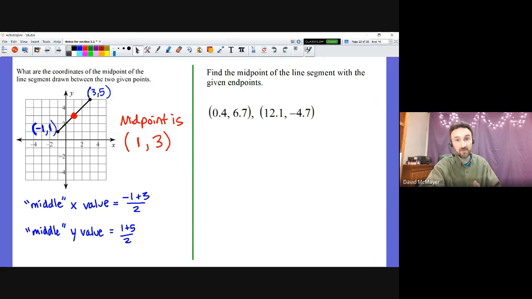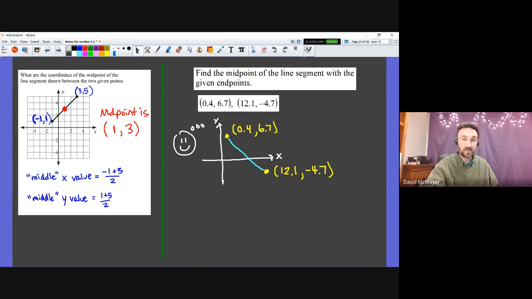I can do that same sort of thing with our second example. In my head, I kind of think of what that picture looks like. And what helps me here is to think that when I find the midpoint, the x coordinate of the midpoint really should be between 0.4 and 12.1. If I do some mathematics and I wind up with an answer that's outside of that gap between 0.4 and 12.1, I know I did something wrong. Likewise, you've got to try and find a y value between 6.7 and negative 4.7.